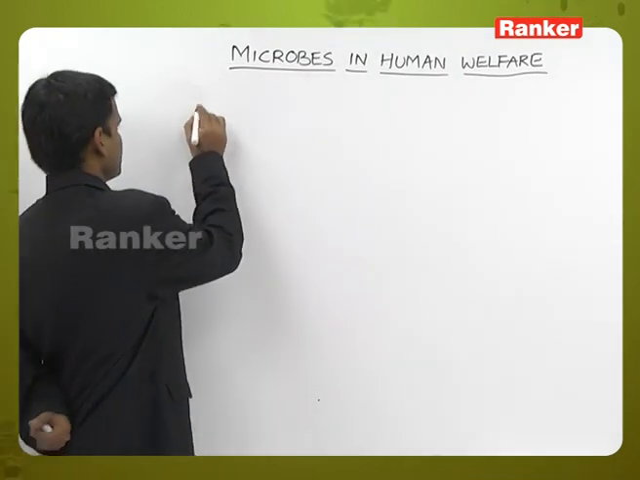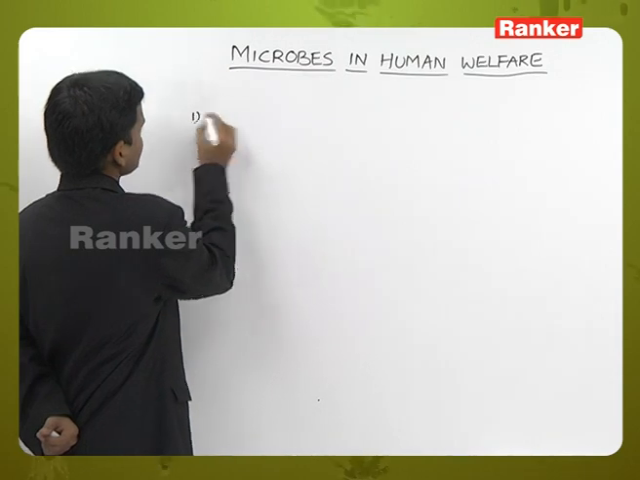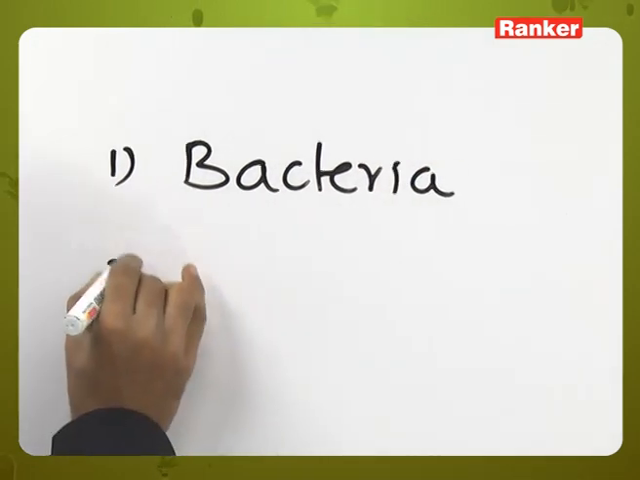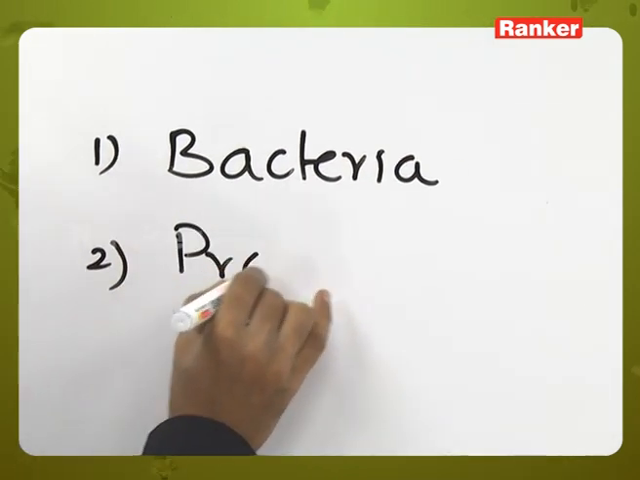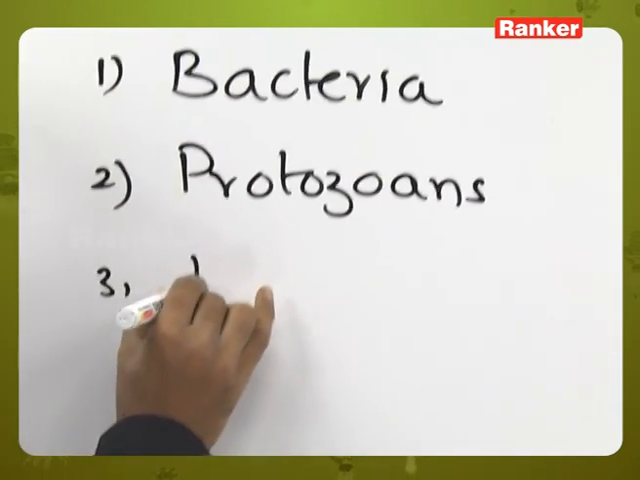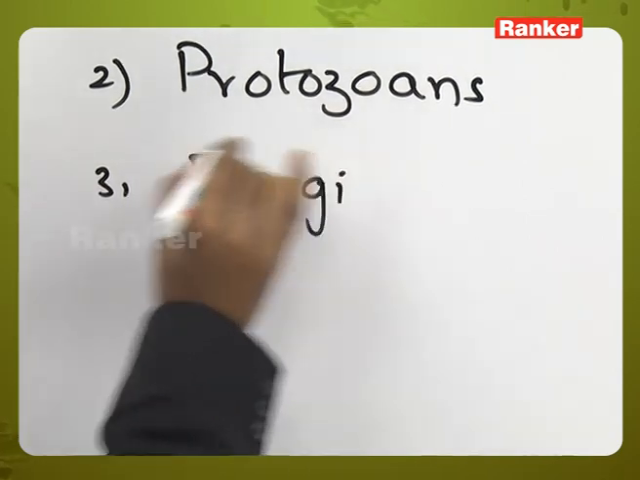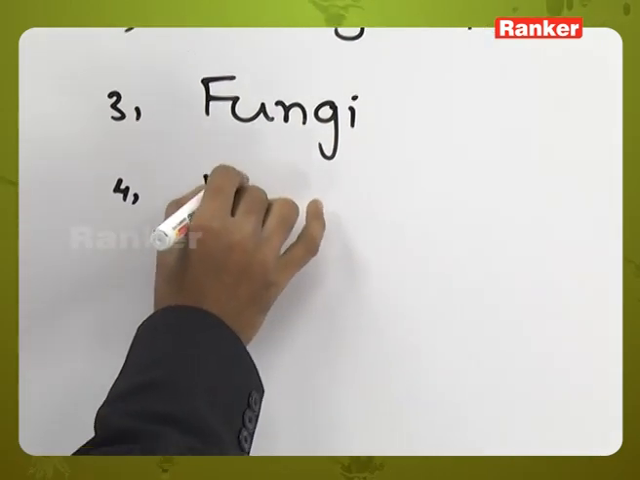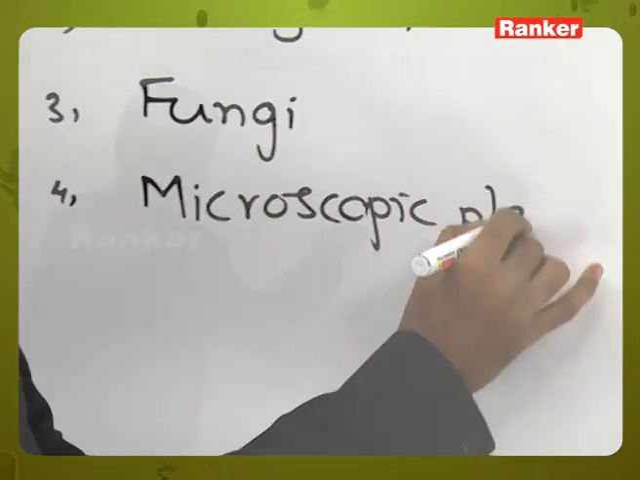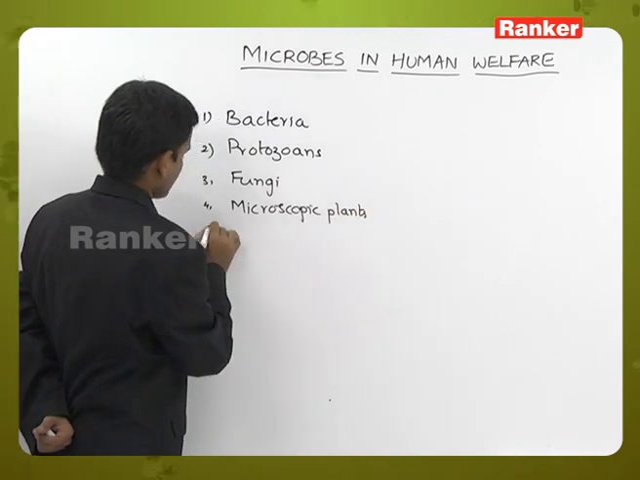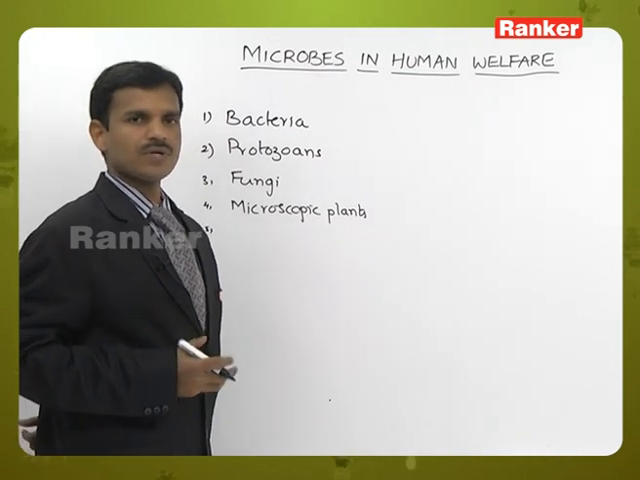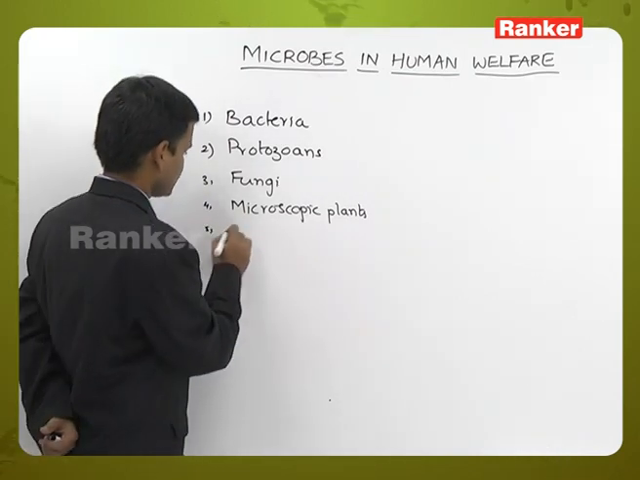So, microorganisms or microbes include some groups. These groups are bacteria, protozoans and fungi, microscopic plants, and some acellular organisms.